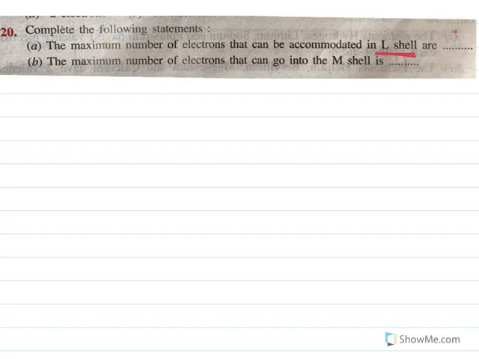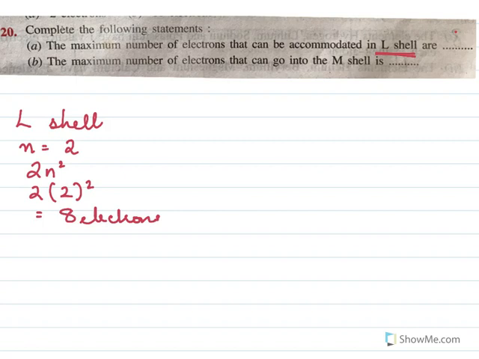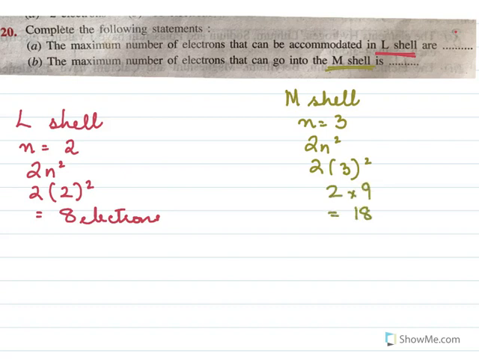The maximum number of electrons accommodated in the L shell. For L shell, n equal to 2, so maximum electrons is 2n square, 2 into 2 square, which is 8 electrons. And next is the M shell. M shell, n equal to 3, so it is 2n square, 2 into 3 square, 2 into 9, 18 electrons.